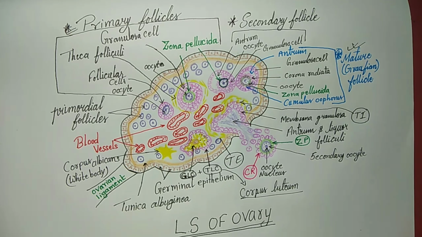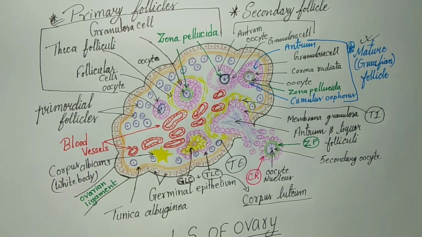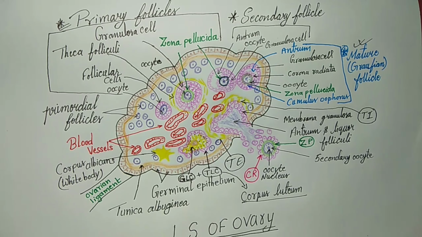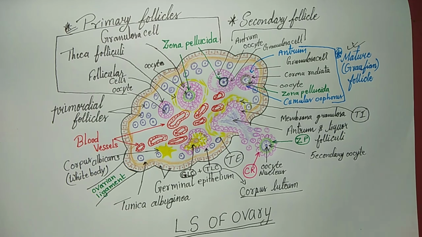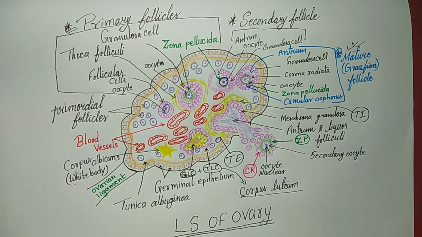If the liberated ovum is fertilized, the corpus luteum will survive for 4 to 5 months under the influence of human chorionic gonadotrophin, that is HCG, and is called the corpus luteum of pregnancy. If fertilization does not occur, the corpus luteum functions for only 10 to 12 days and is called the corpus luteum of menstruation.